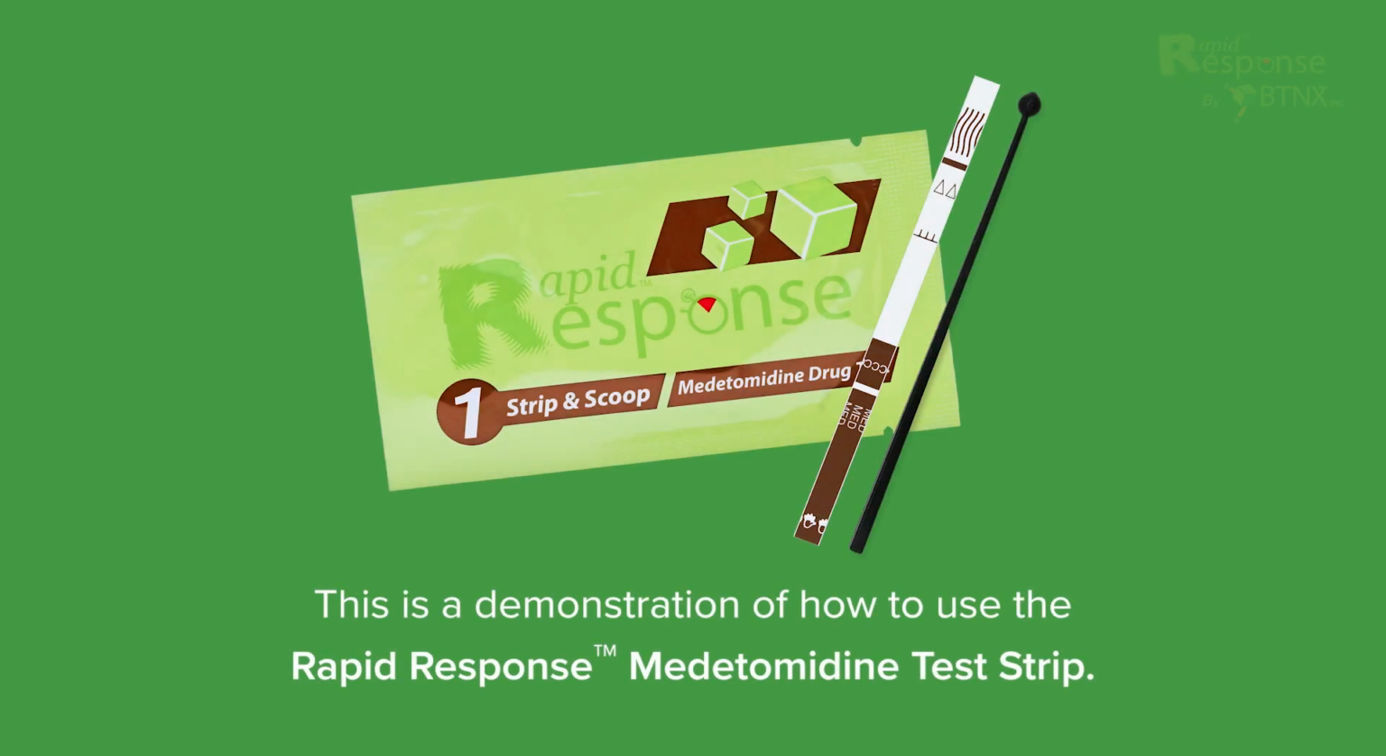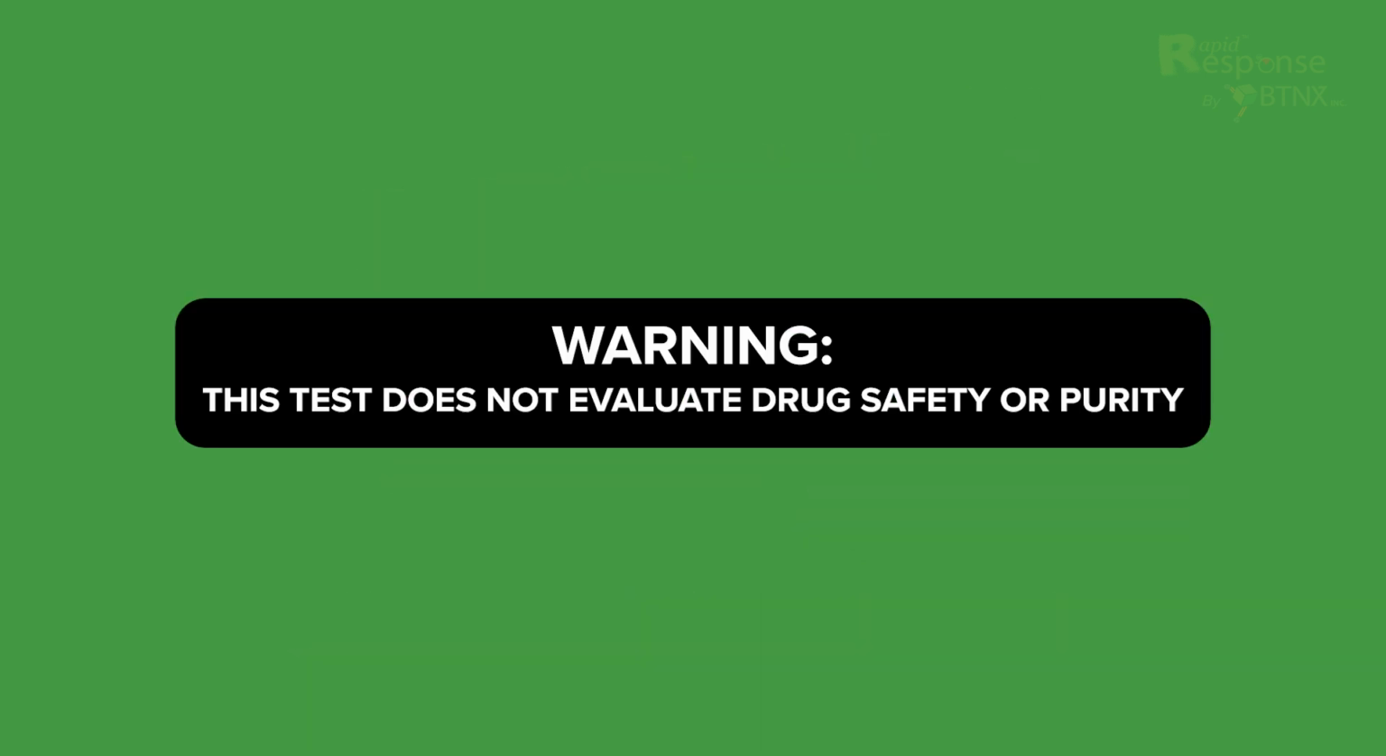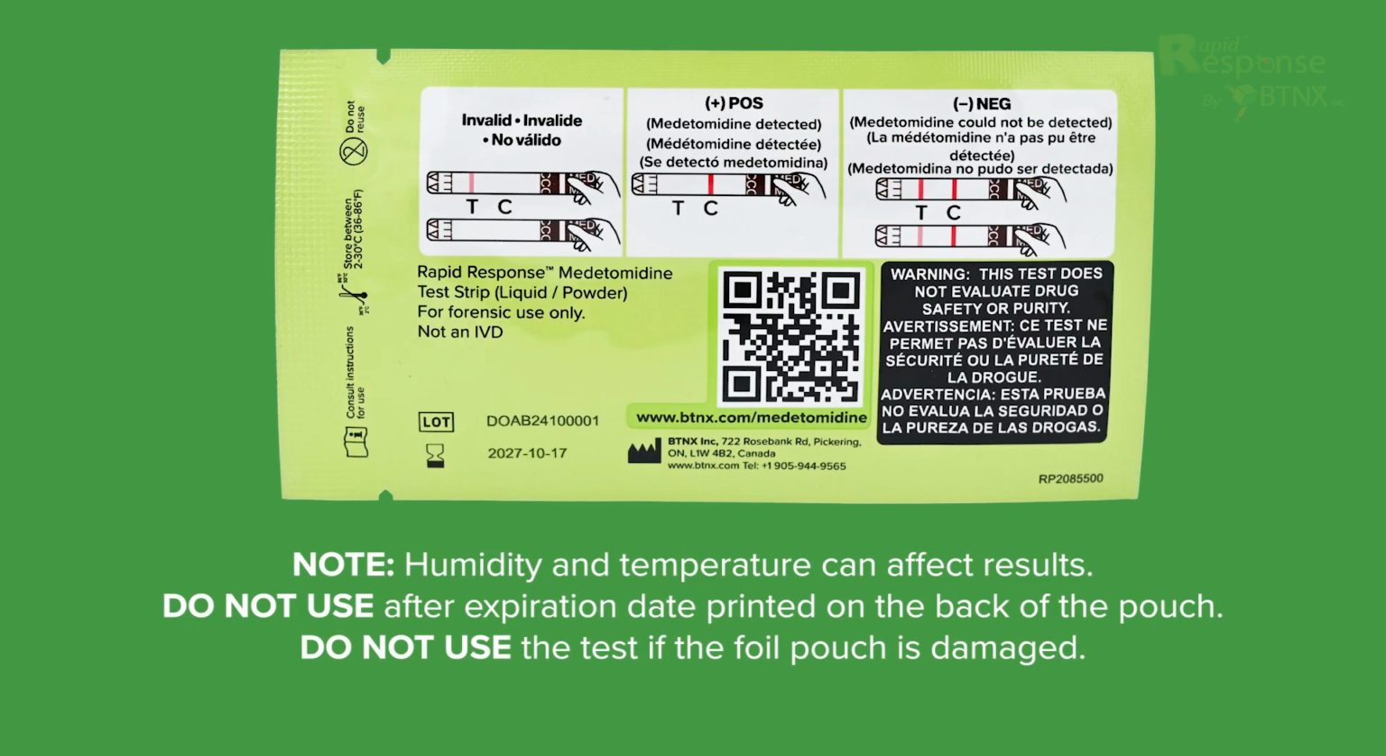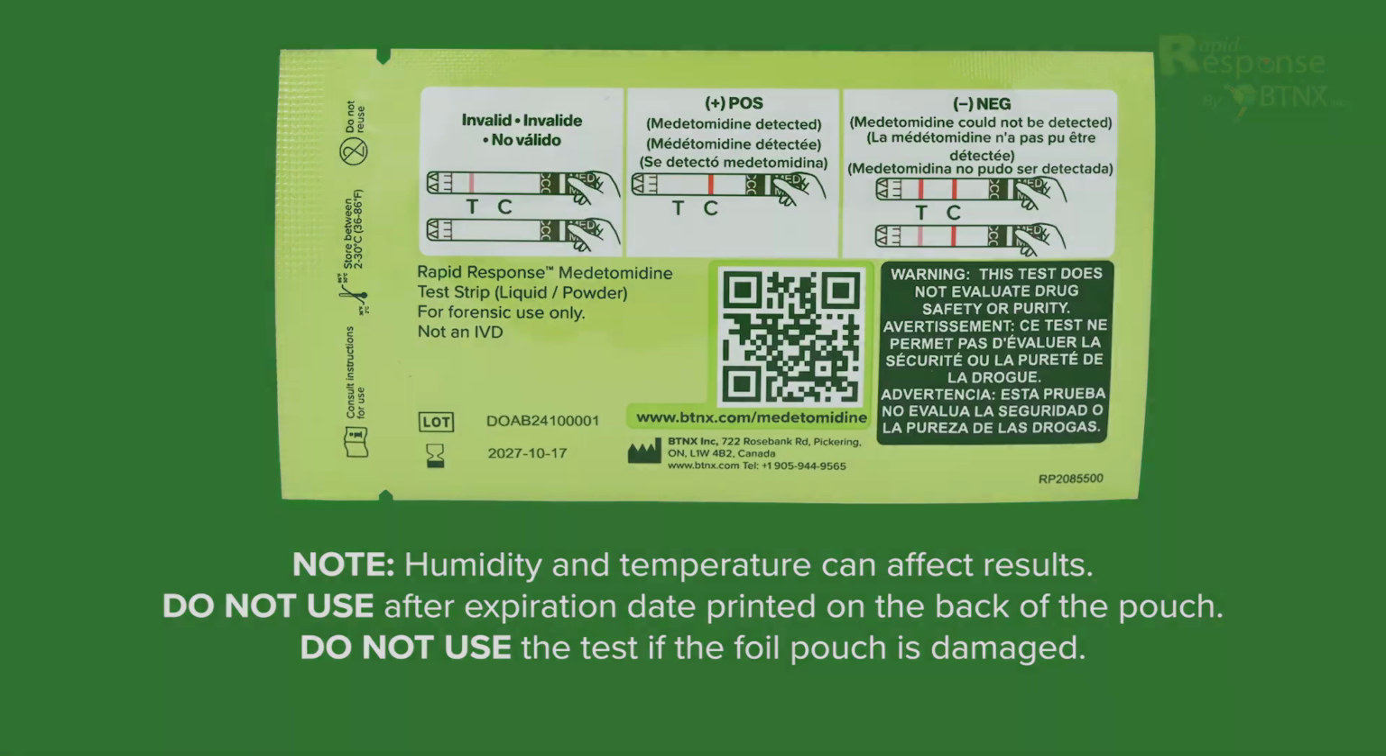This is a demonstration of how to use the rapid response medetomidine test strip. Warning: this test does not evaluate drug safety or purity. Note: humidity and temperature can affect results. Do not use after expiration date printed on the back of the pouch. Do not use the test if the foil pouch is damaged.